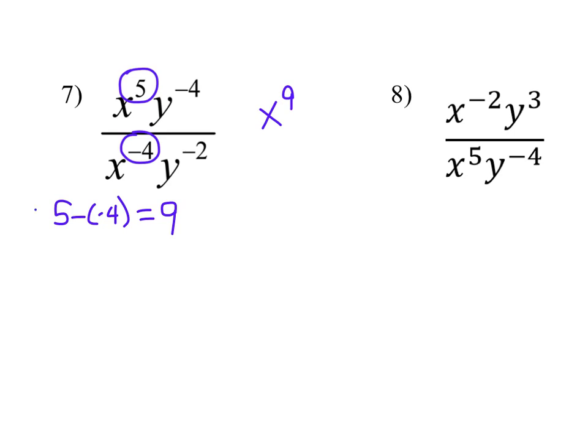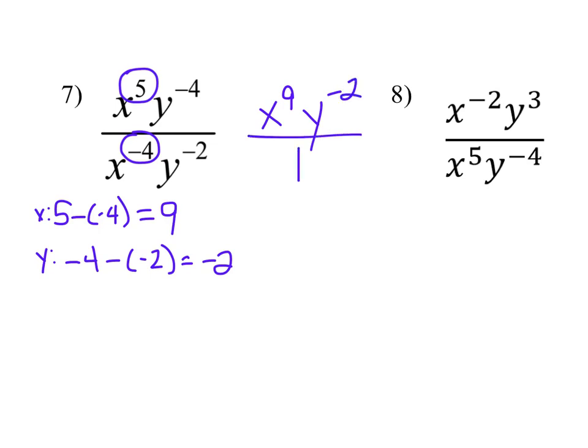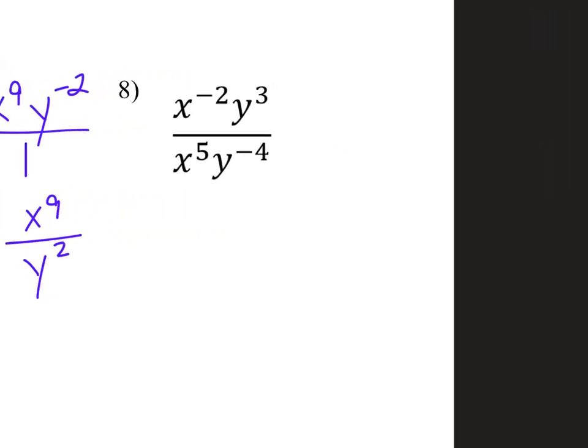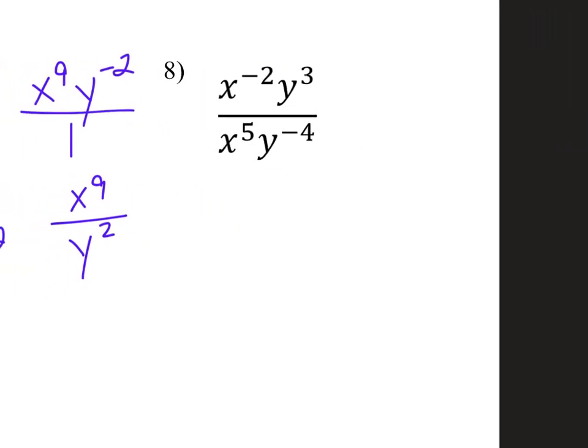And then these are the x's. And then the y is negative 4 minus a negative 2, which is negative 2. So it's y to the negative 2 power. Make it a fraction. X to the 9th stays on the top. Y squared goes to the bottom. Of course, there are other ways you can do this, but this is the way I'm teaching it. So I hope you understand.